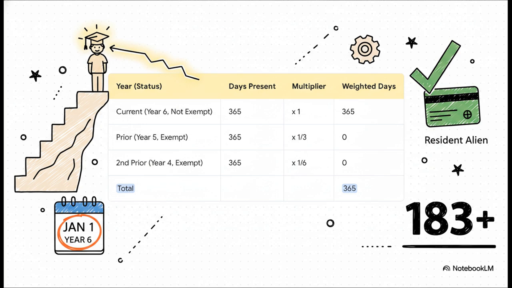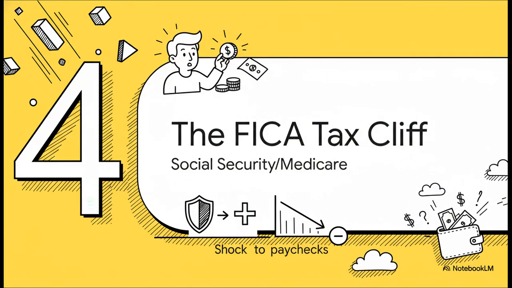Your current year days are 365. The prior years, year 5 and year 4, were exempt, so those still count as 0. What's the total? 365. That is way over the 183-day threshold. Boom. Just like that, you've become a resident alien. That's the cliff. And what's the first thing that hits your wallet when you fall off that cliff?